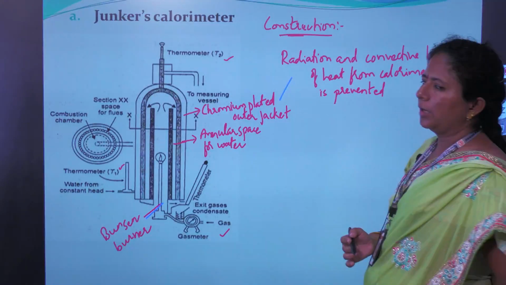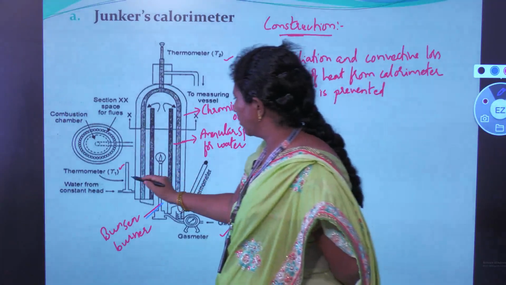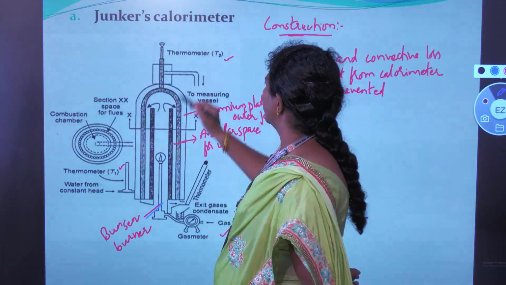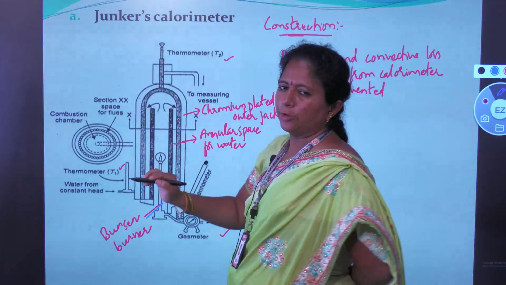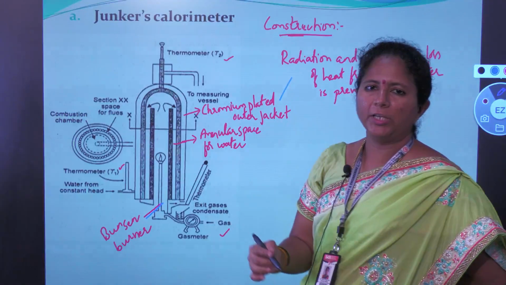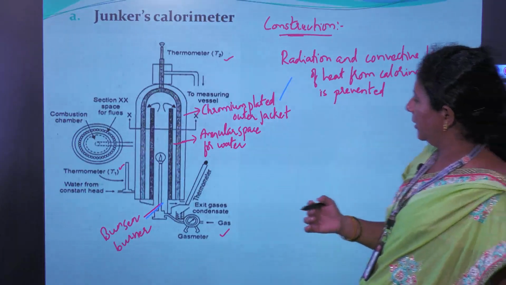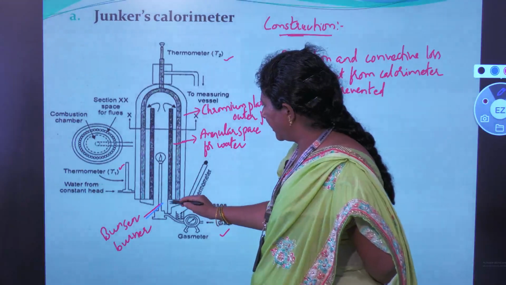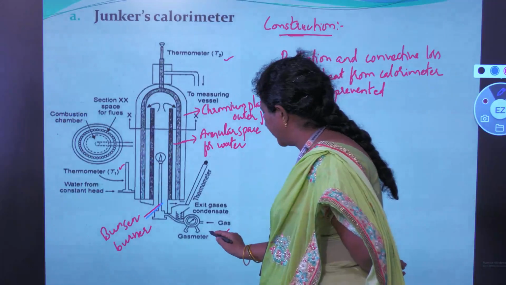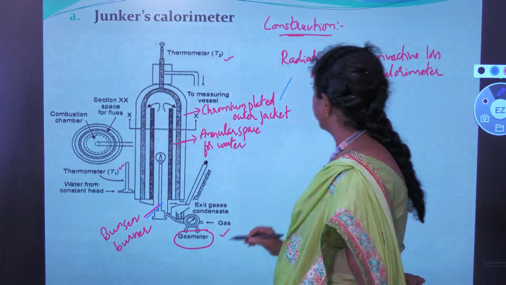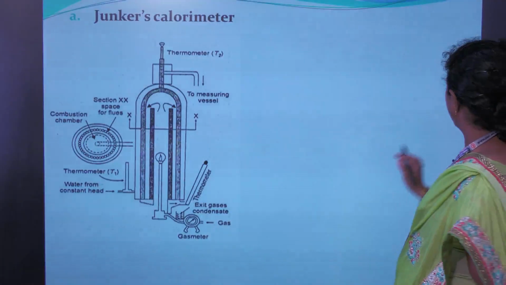And there are openings for keeping the thermometers. Here this is an opening for keeping the thermometer and this is another opening for keeping another thermometer. These thermometers are kept for measuring the temperature of incoming water and outgoing water. And here the fuel that is being burnt in the calorimeter will be regulated by the gasometer. This is about the construction of Junker's calorimeter.